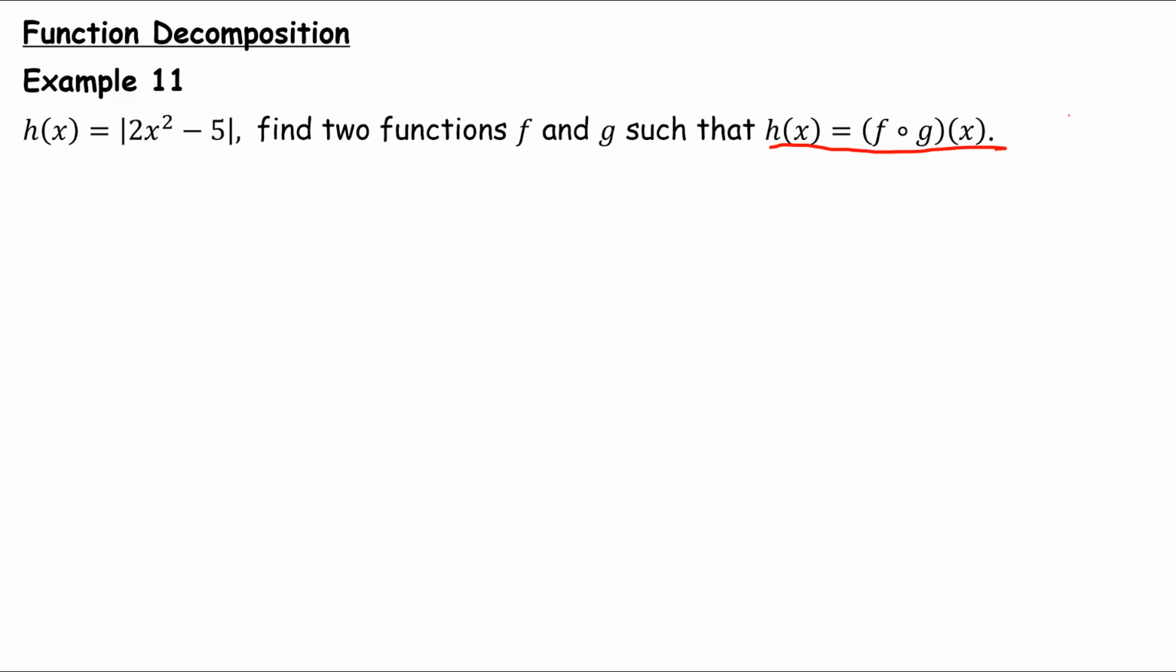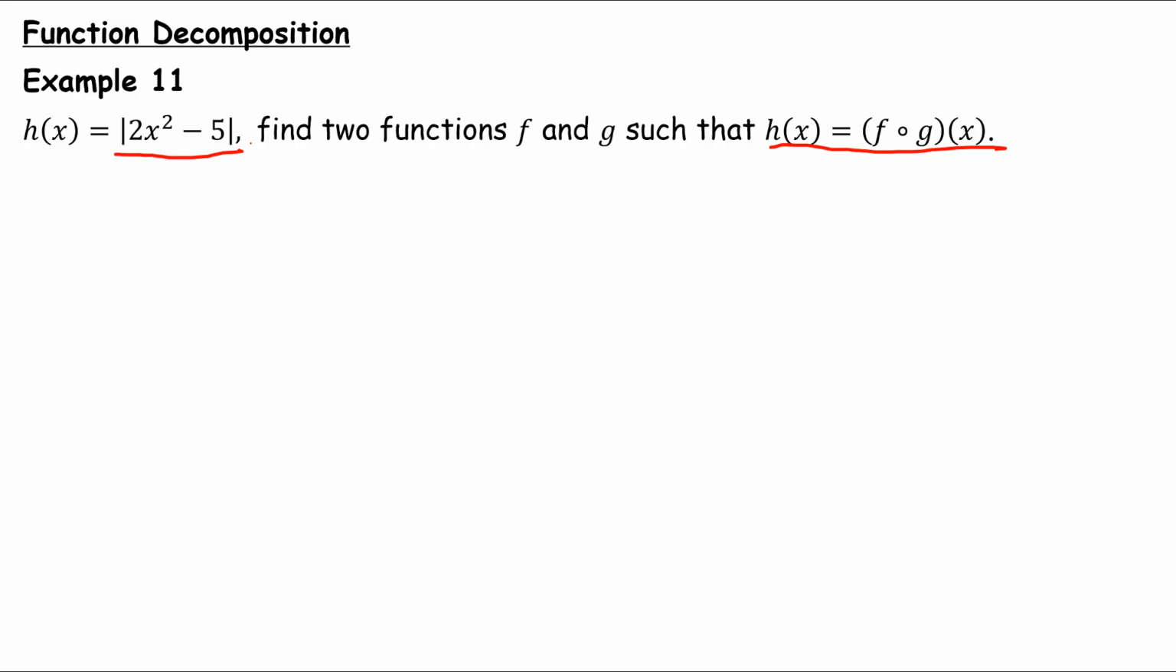We want to find two functions f and g such that if you put g of x into f, you would get this function h of x. So it's a little tricky and there's more than one way to do a lot of these. But basically what you want to do is look at the function you have and think about what it does to x. All right, so this function h of x, it takes x and squares it, multiplies it by 2, and then subtracts 5. So that's the first thing that it does to x. And then it takes the absolute value.